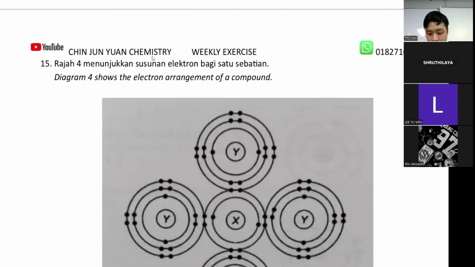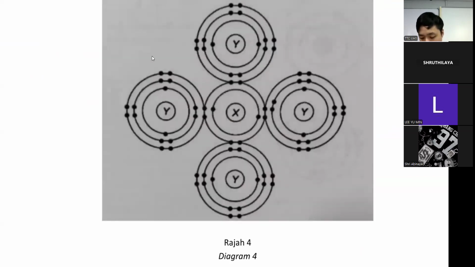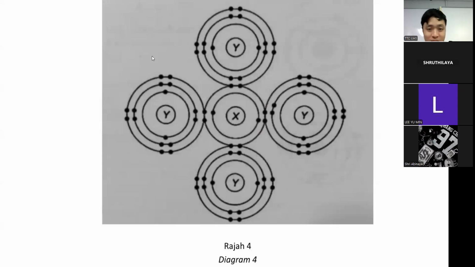Question 15. Diagram 4 shows the electron arrangement of a compound. Which of the following are correctly matched for the electron arrangement of atom X and atom Y? So simple, this one. You see, how many X? 1 atom X. How many Y? 4 atom Y.